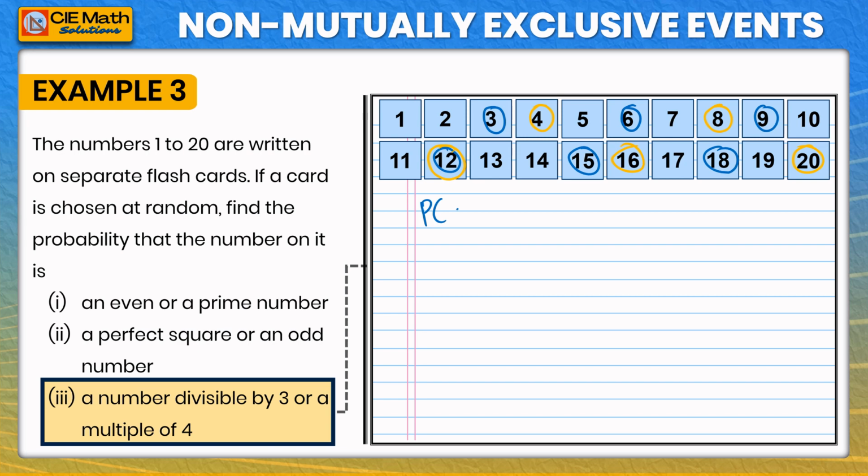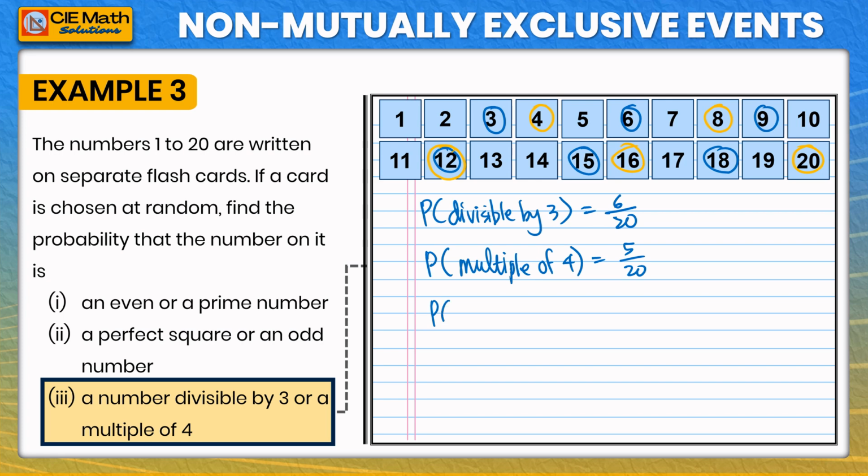Now let's write down the probability of each. Probability that it is divisible by 3. So the probability that it's divisible by 3, those are the blue ones. We have 6 out of 20. The probability that it is a multiple of 4, those are the orange ones. We have 5 out of 20.